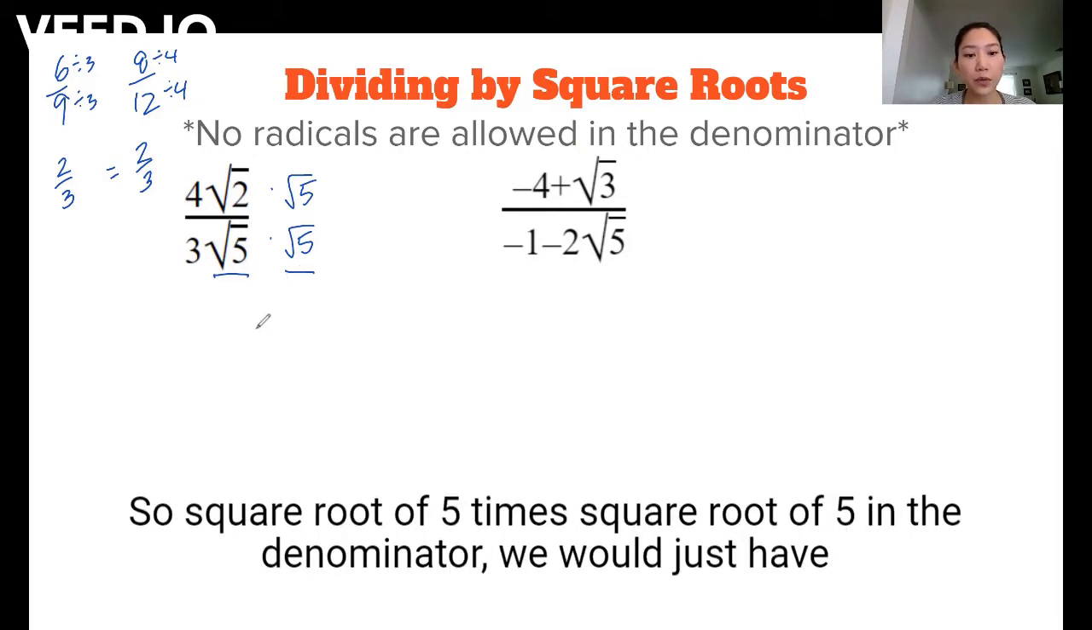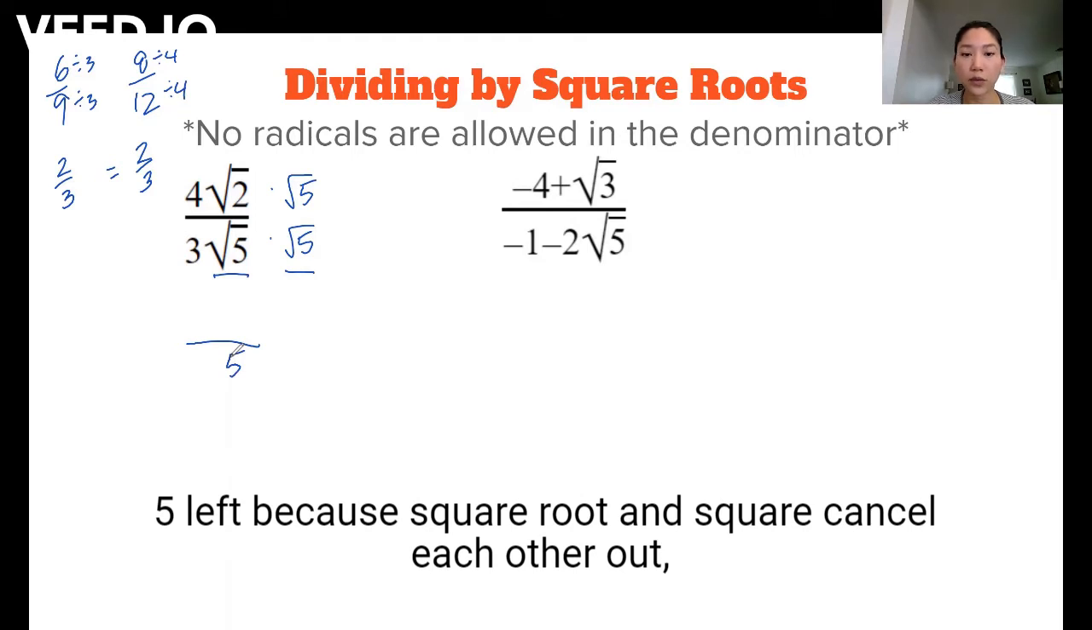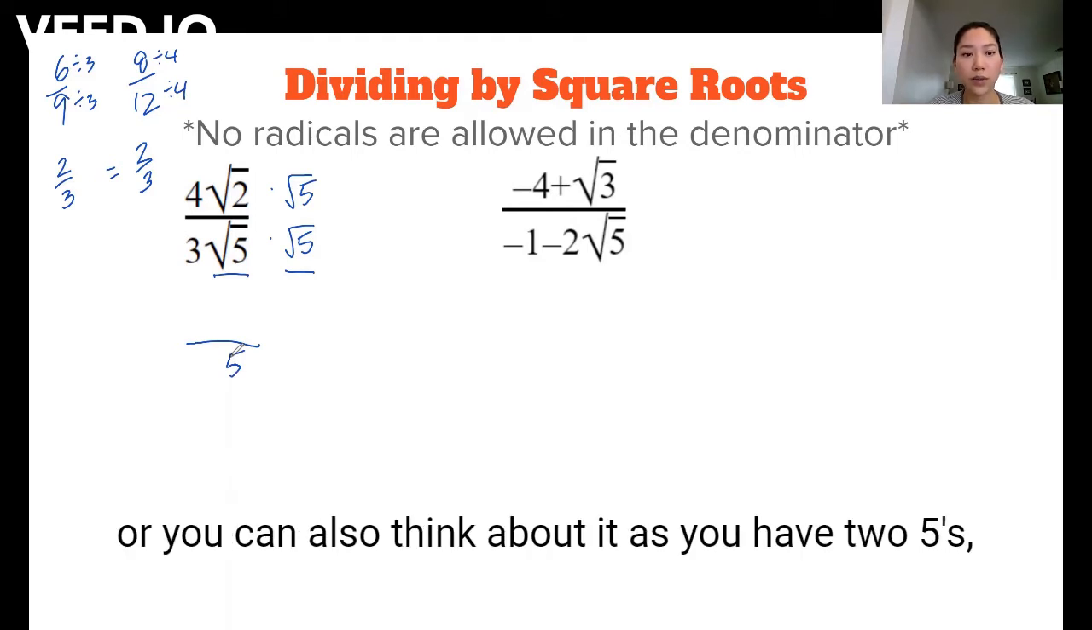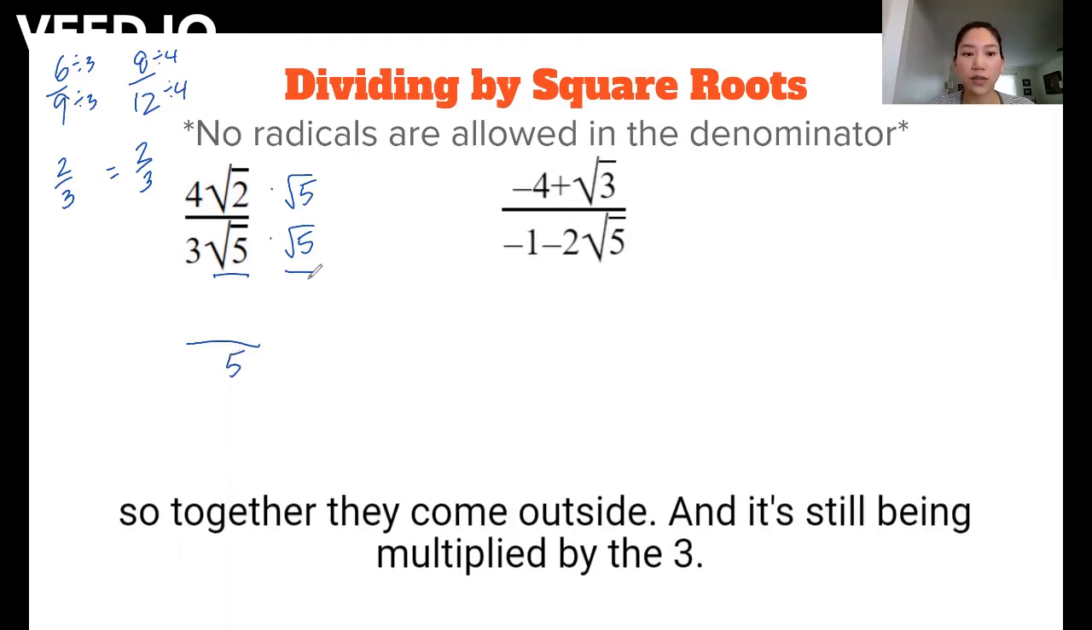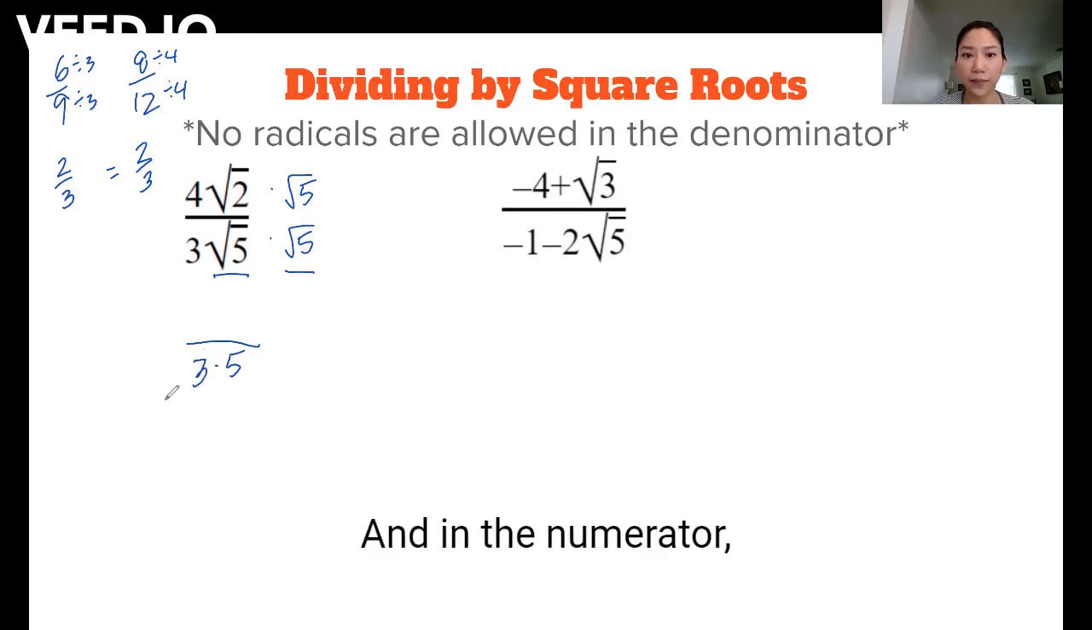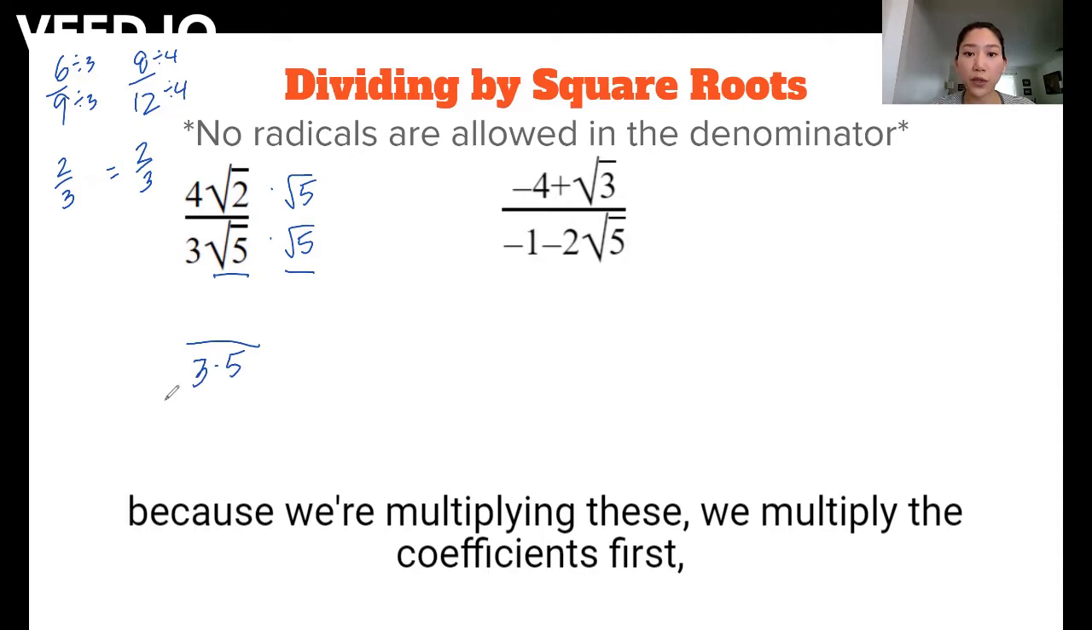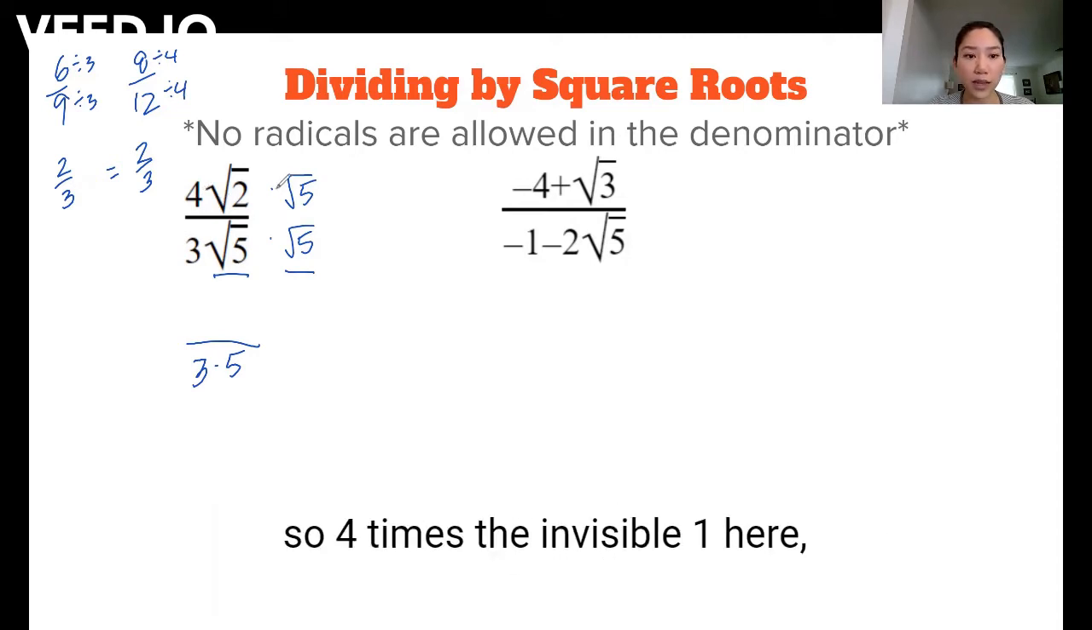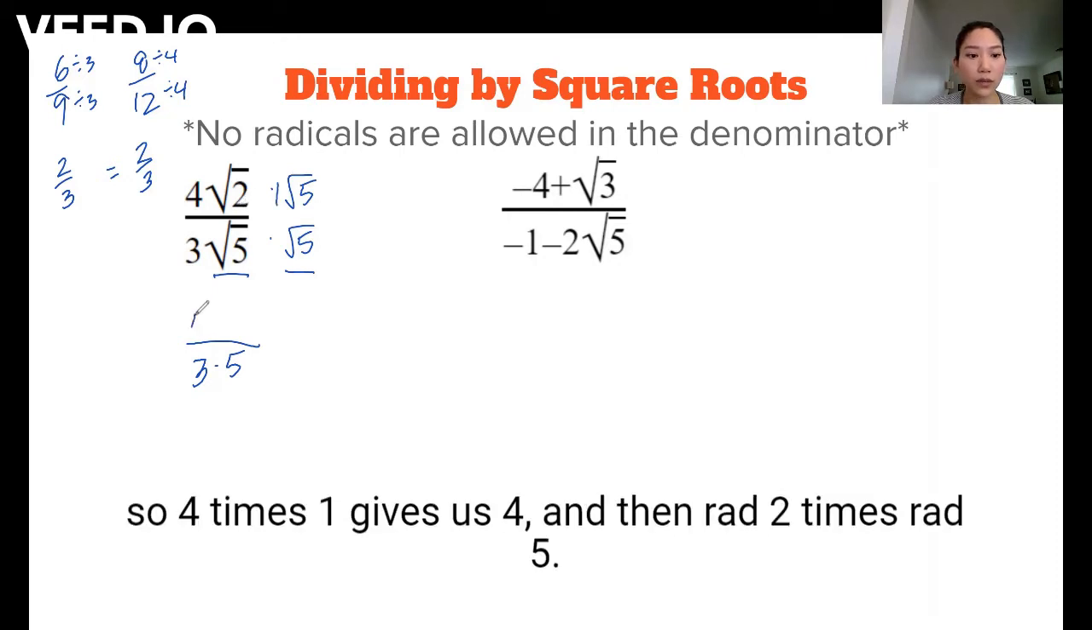So square root of 5 times square root of 5 in the denominator, we would just have 5 left because square root and square root cancel each other out. Or you can also think about it as you have 2 5s, so together they come outside. And it's still being multiplied by the 3. And in the numerator, because we're multiplying these, we multiply the coefficients first. So 4 times the invisible 1 here. So 4 times 1 gives us 4.